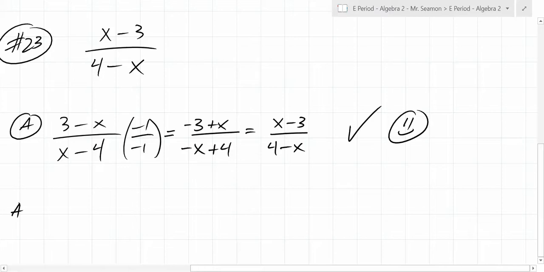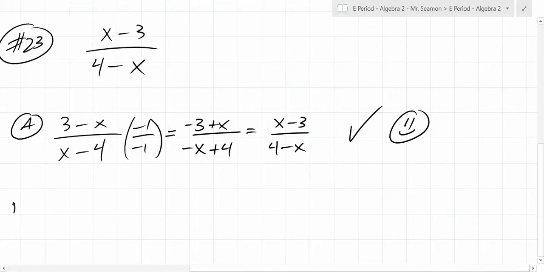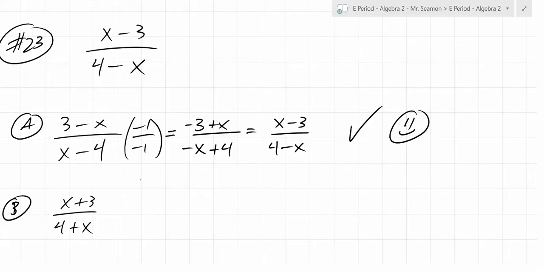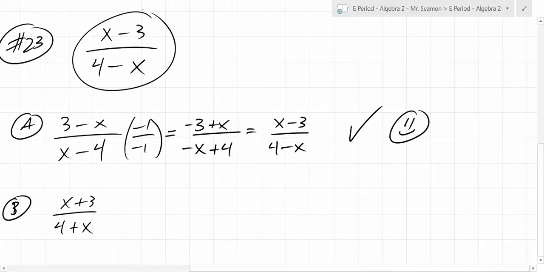So what about b? Let's try b and see what happens. b is x plus 3 over 4 plus x. Is that one the same? No, it's definitely not the same. Can you just change it to positive and have it be the same thing? You can also test this by just plugging in a value, right? What happens when x is equal to 3? That comes out to be 0, right? So 0 over 1, which is 0, right?